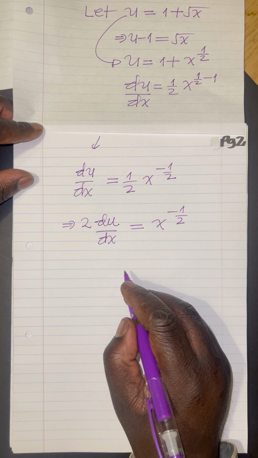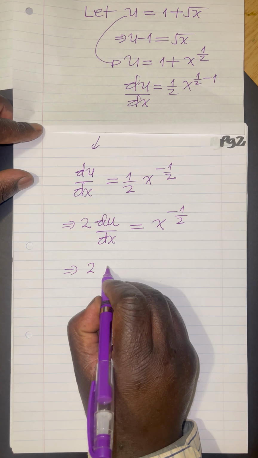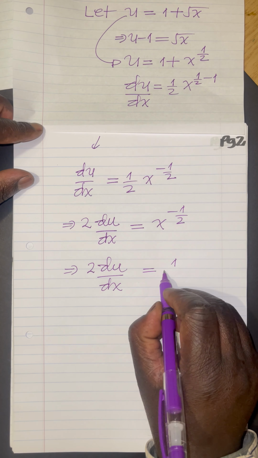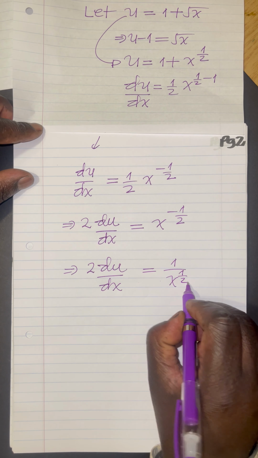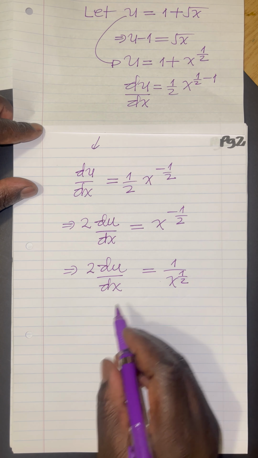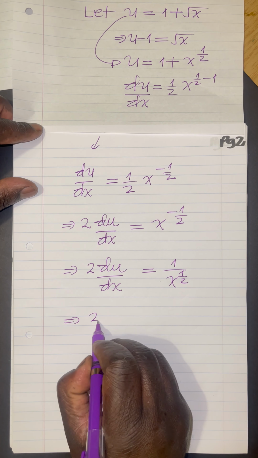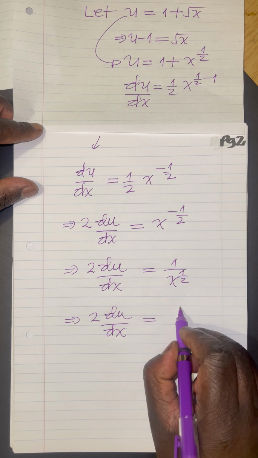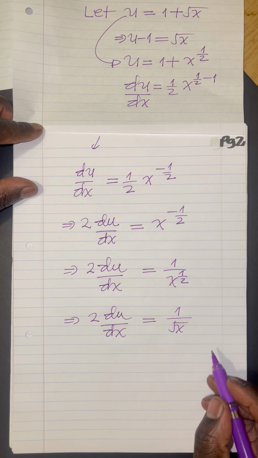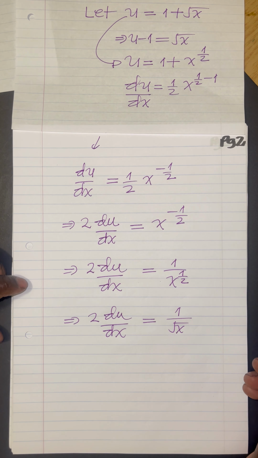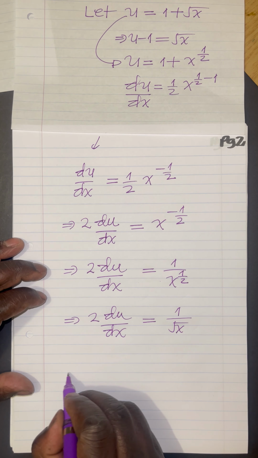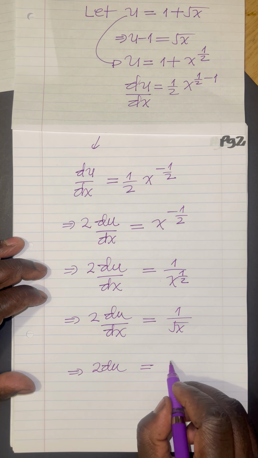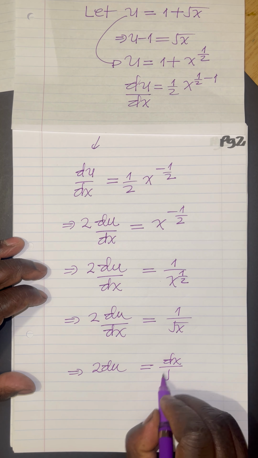Rewriting this one here, we have on the left 2 du dx. On the right, we have 1 over x power half. And rewriting the right-hand side again, we have 2 du dx on the left. On the right, we have 1 over square root of x. X to the power half means square root of x. Multiply by dx both sides. You're going to get 2 du is equal to, basically, dx all over square root of x.